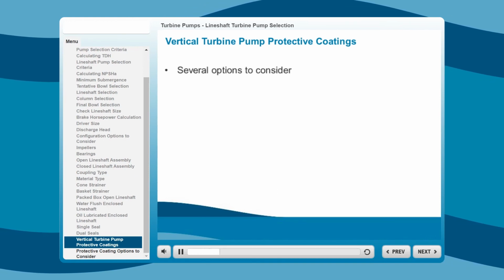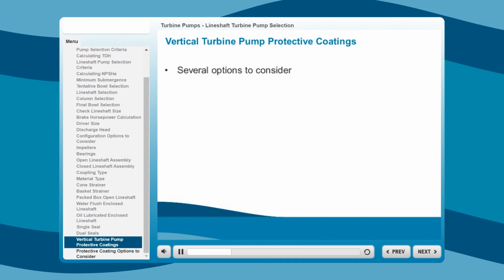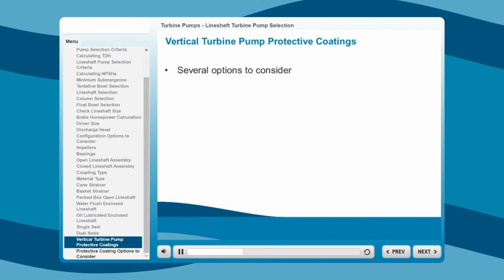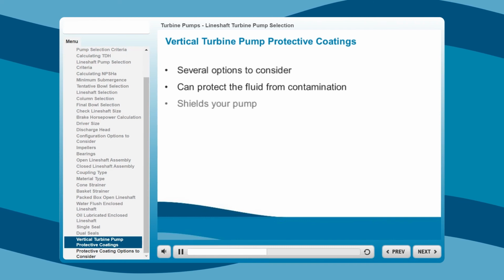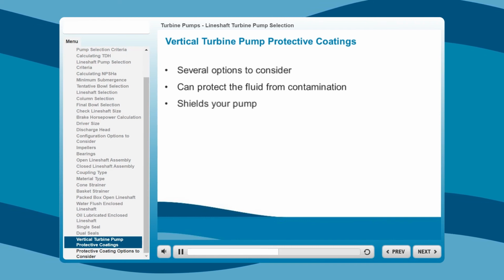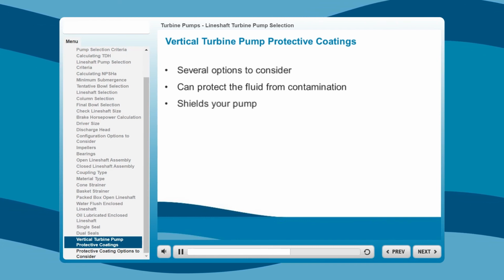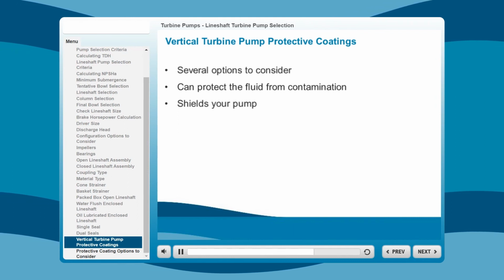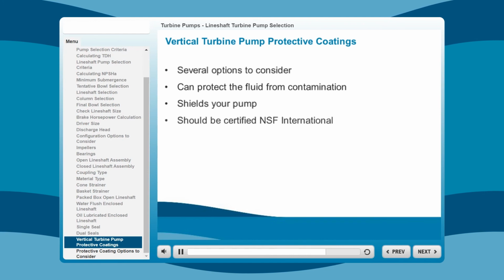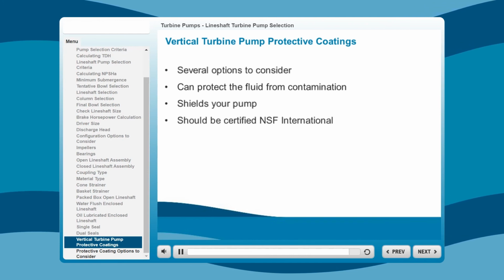Whether you're pumping potable water, seawater, or river water with abrasives, these sealing options can protect the fluid from contamination and shield your pump. For potable water or drinking water, where no odor or contamination is allowed, such as in the food processing industry, the coatings recommended should be certified by NSF International in accordance with ANSI NSF Standard 61.